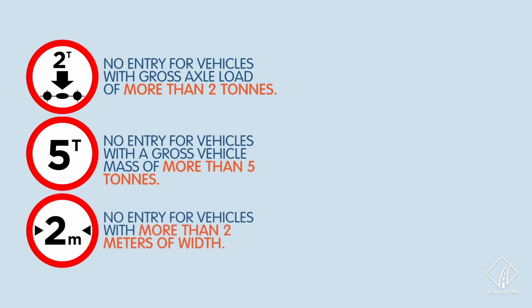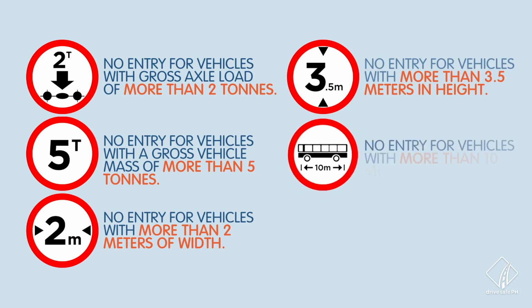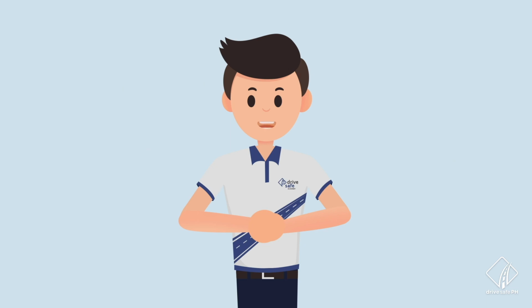No entry for vehicles with more than 2 meters of width. No entry for vehicles with more than 3.5 meters in height. No entry for vehicles with more than 10 meters in length. Pay attention to the arrow icons so it gives immediate meaning whether it is width, height, or length.